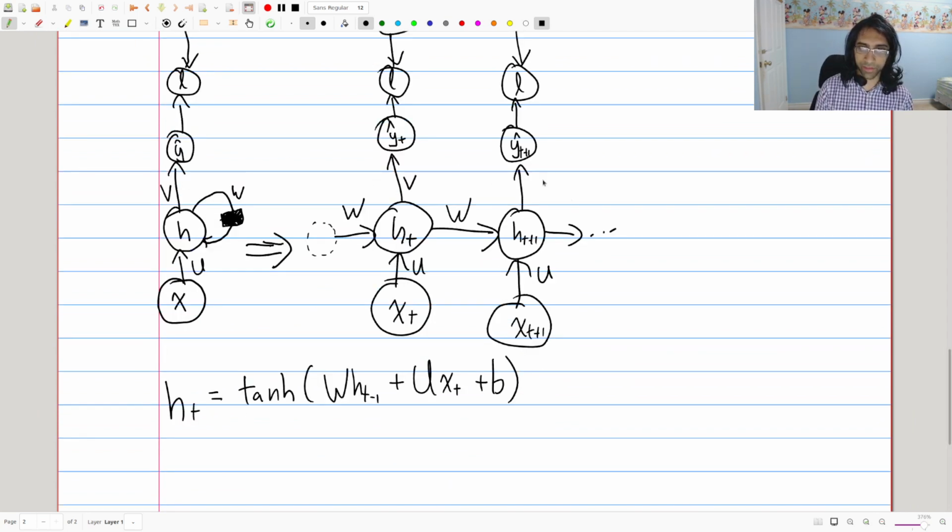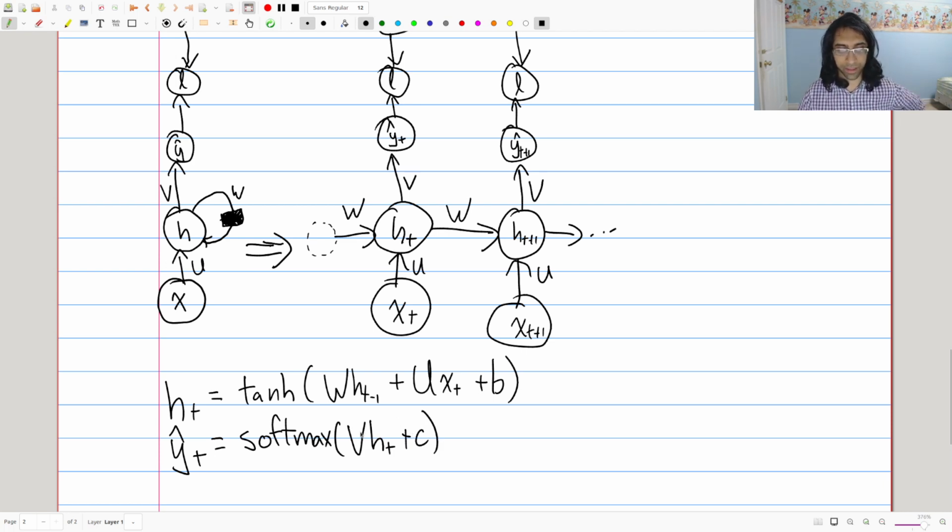Well, like I said, we have these parameters V here, and we just do it as follows: Y hat sub t is equal to, say, softmax of V h sub t plus c. So again, it's just a fully connected layer, a linear combination of the hidden state, and then we take a softmax, where V and c are the tunable, learnable parameters.